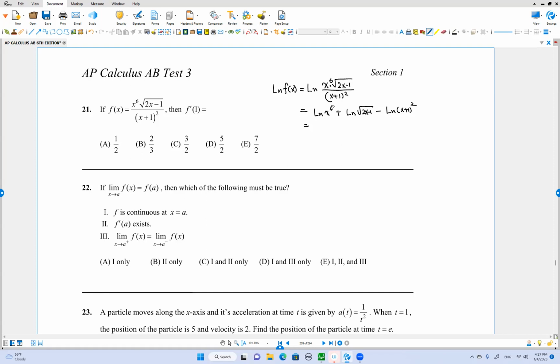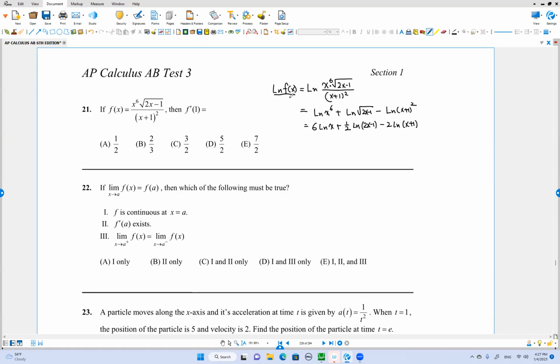Finally, continuing over here, the 6 moves to the front, so 6 ln x. Then 1 over 2 moves to the front: 1 over 2 ln of 2x minus 1. And the minus 2 goes down to ln of x plus 1. Very simplified, okay? Now take a derivative.